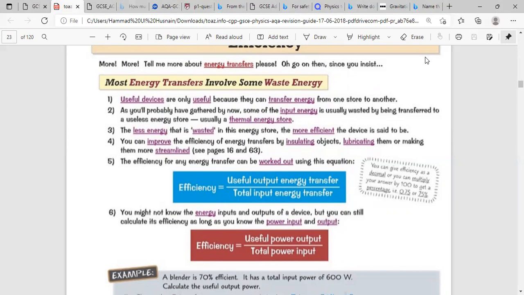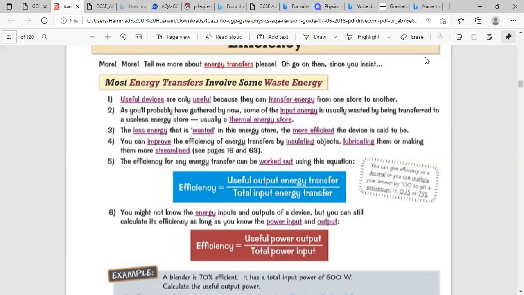Oh, so it's the other way around. So we know that the efficiency is 70%, and then it says we need to work out the output. The input is given. We want to find the output of that device, of the blender. So 600 watts is the input power.